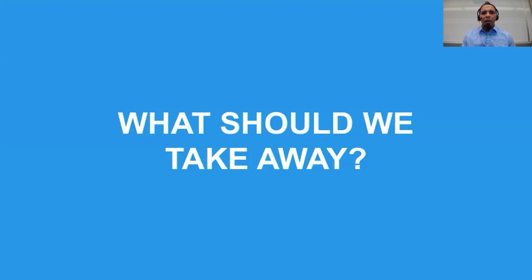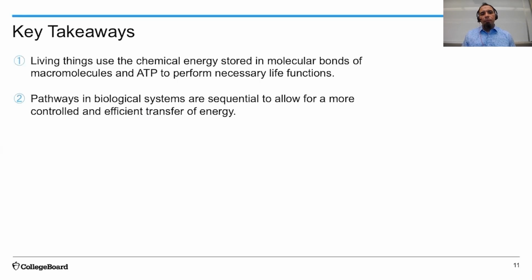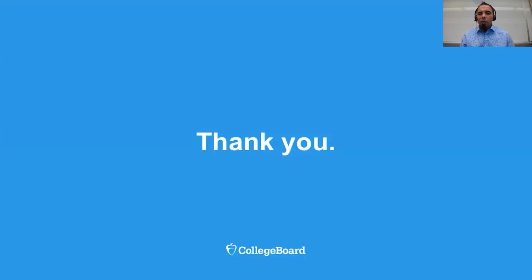So what should we take away today? Key takeaways: 1, living things like yourself use chemical energy stored in molecular bonds of macromolecules like carbohydrates and ATP to perform necessary life functions. 2, pathways in biological systems are sequential. That's the key, going back a couple slides to that pathway, to allow for a more controlled and efficient transfer of energy.